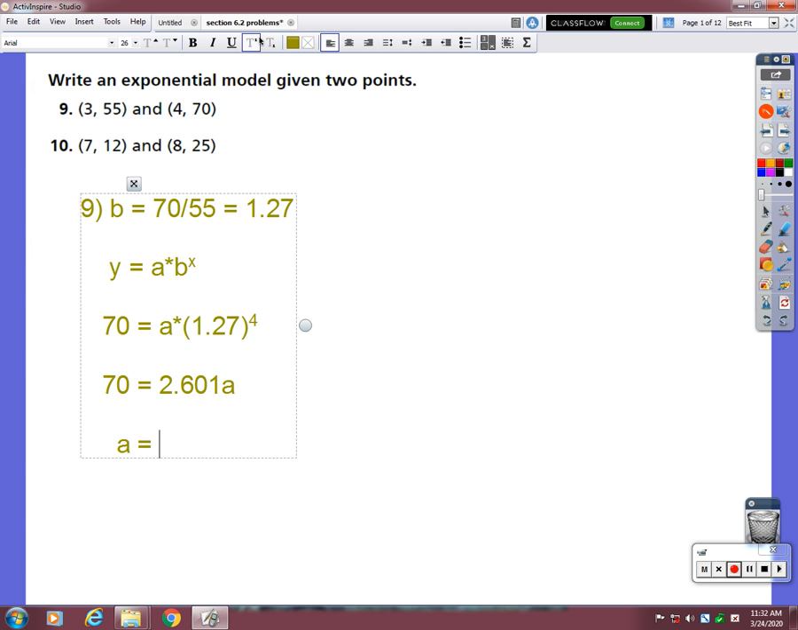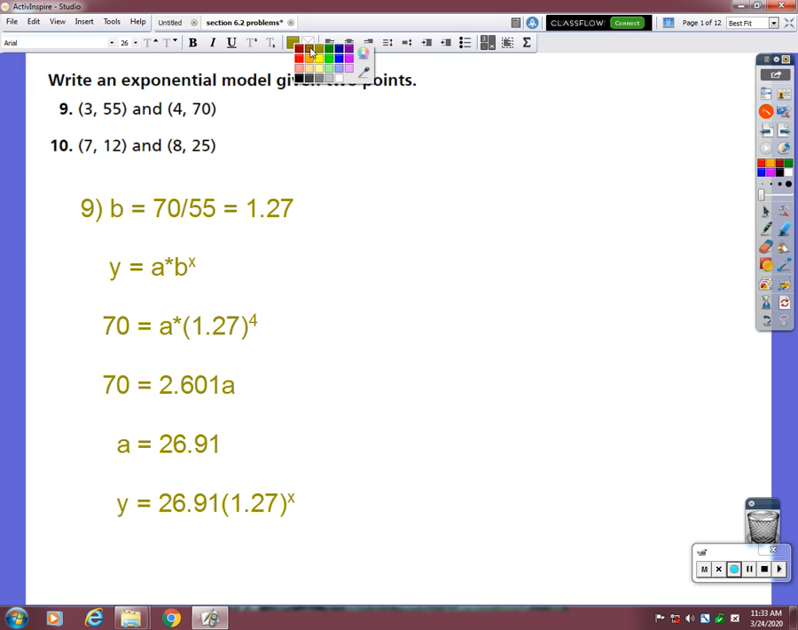And so that means if I divide 70 by 2.601, that tells me that a is 26.91. So my final answer for this exponential function would be y equals 26.91 times 1.27 to the x.